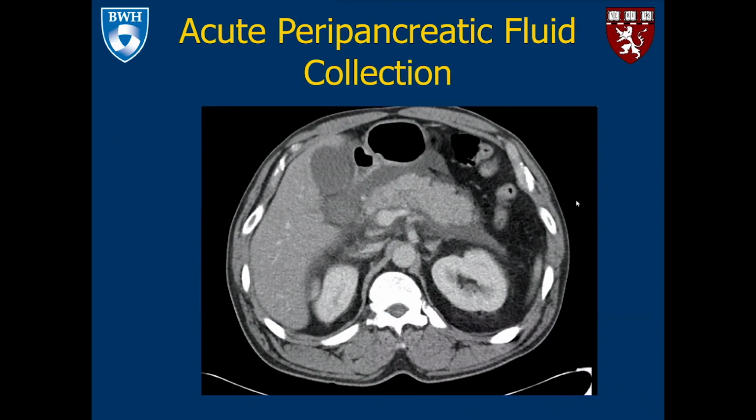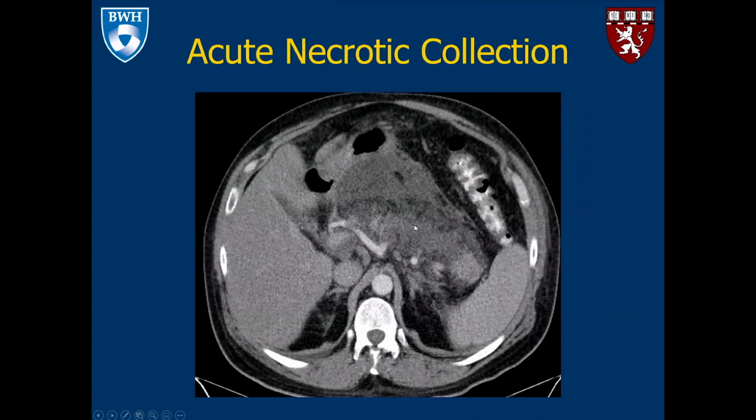I just want to show a picture of what an acute peripancreatic fluid collection looks like. You see that the pancreas is enhancing well, but there is fluid around the pancreas. Acute necrotic collection: you can see that there is no enhancement, and that it's a collection surrounding the pancreas.